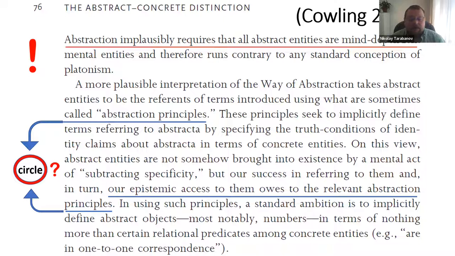A more plausible interpretation of the way of abstraction takes abstract entities to be the reference of terms introduced using what are sometimes called abstraction principles. But I suspect we have something like a circle here, because our epistemic access to abstract entities or objects is stipulated by abstraction principles, which are no more than abstract objects.